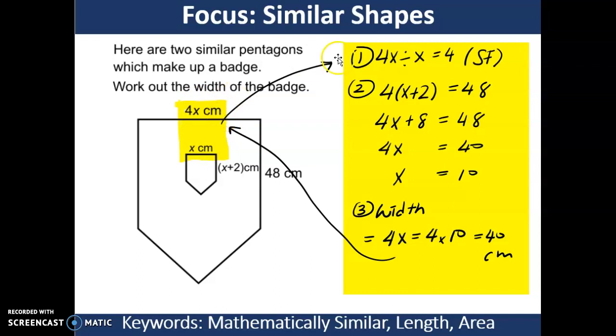So the very first one is you take 4x divided by x. That gives you a scale factor of 4. Once you've done that, you now could try and solve for what x is by looking at this one. You say 4 times this one, because we go from small to big, we times it, you work out the normal way, you get x is 10. Because they're asking for the width of the badge, we take 4 times 10, and we get ourselves 40 centimeters.